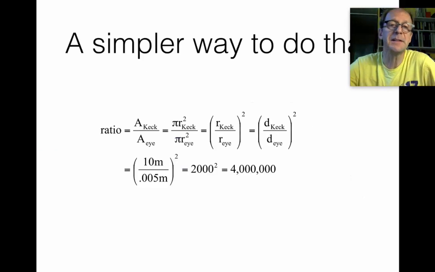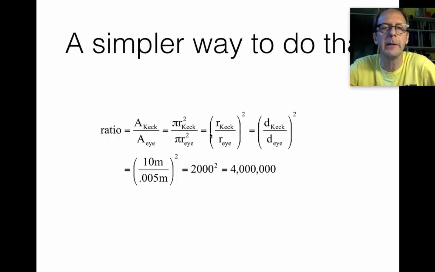Now there is a simpler way to do that calculation. Now this may not look simpler, but I want to show you the pattern, and then it'll be simple in the end. So the ratio, the area of the Keck over the area of the eye, pi r squared for Keck, divided by pi r squared for the eye. Well, the pi's cancel, and so we're left with the ratio of the radii squared. Well, the ratio of the radii is the same as the ratio of the diameters squared.